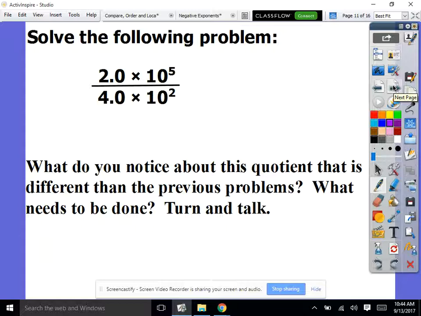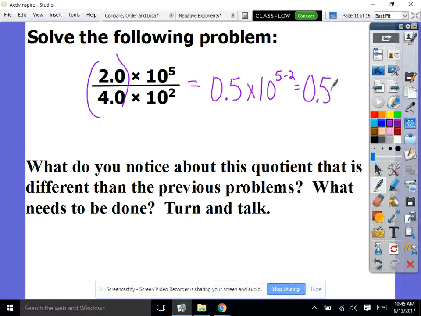All right. Well, I know that 2 divided by 4 is 1/2, and I know that 1/2 is equal to 5/10 times 10 to the 5 minus 2, which equals 5/10 times 10 to the third power. Now, what do you notice about this quotient that's different from the previous problems? And what needs to be done so that it can be transformed or converted into scientific notation? And I just want you to think about this, and we will discuss it tomorrow.